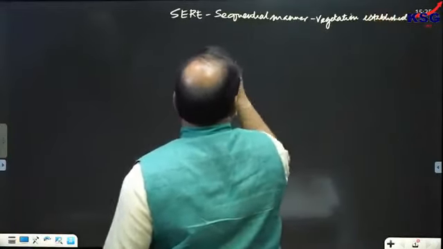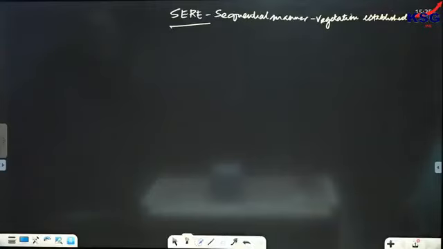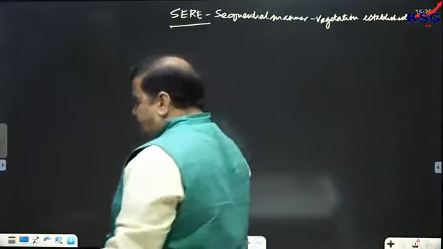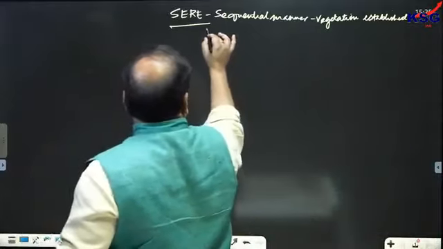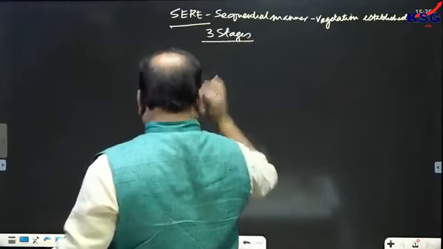Through which vegetation gets established is referred to as sere. The sequential manner through which vegetation gets established is referred to as what? It is referred to as sere. Clear? And we can see that there are three stages in sere.